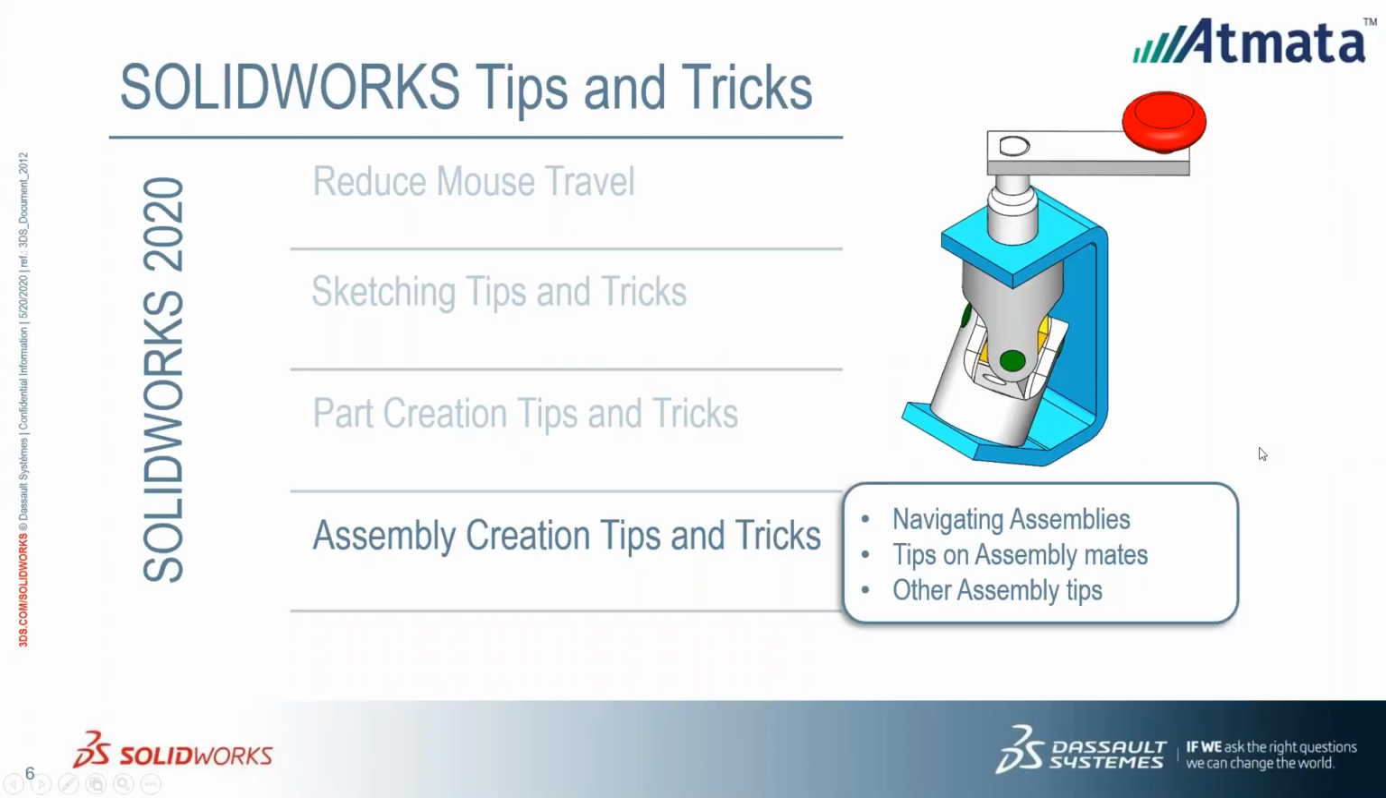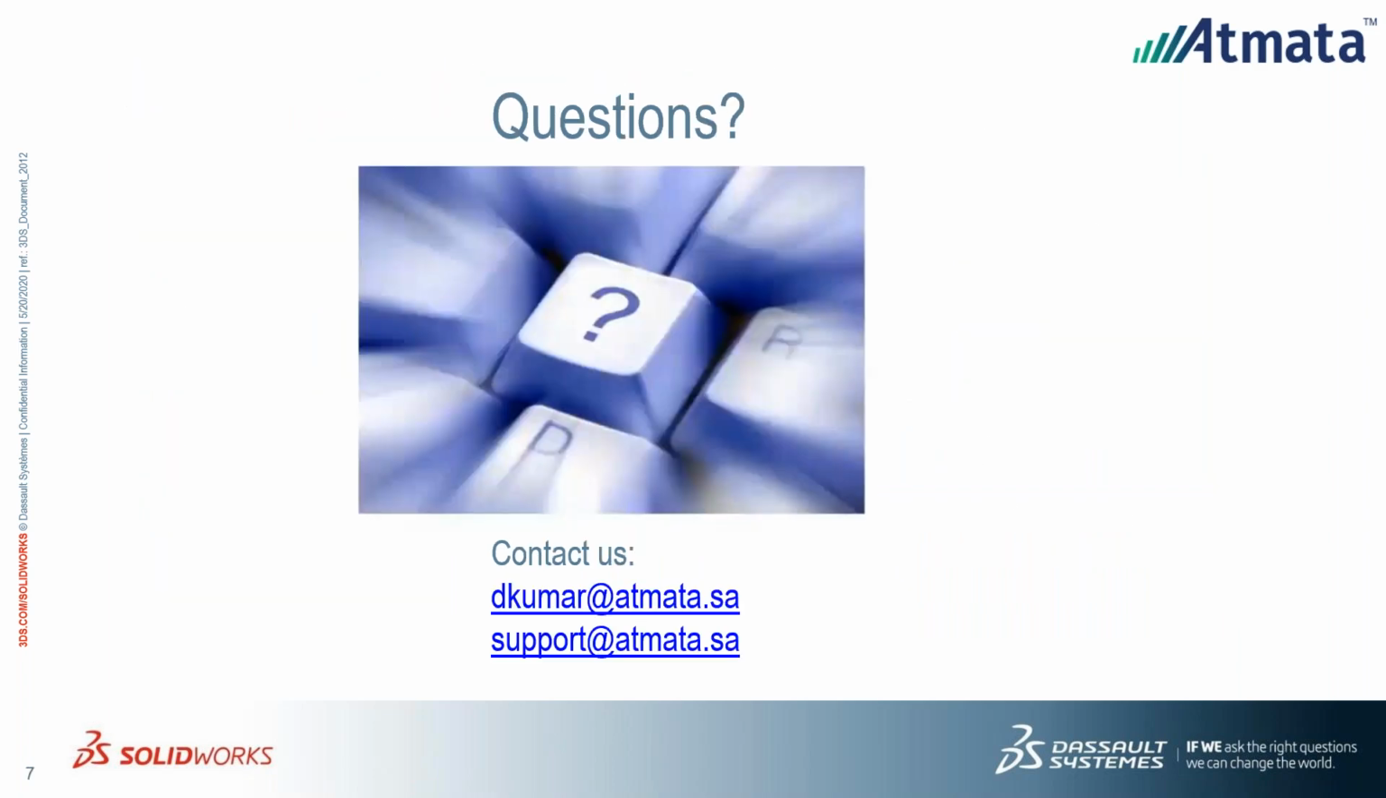So I showed you various tips for navigating the assembly and for creating mates very quickly. I also showed you the envelope and the pack and go option in our assembly. By having all these tips and tricks, you can easily create your design, correct? Any questions?